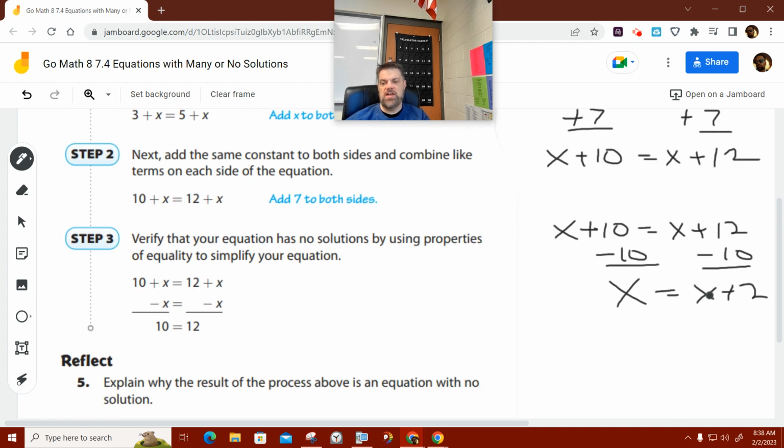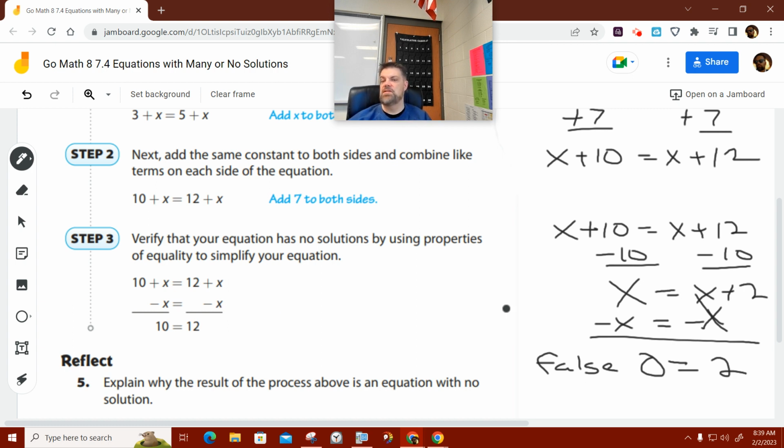Now what do I need to do? Well, I need to move this x over here. So I'm going to subtract x on this side. Whatever I do on one side, I have to do to the other. Over here, I get 0 plus 2 is 2. Over here, I get 0. That's false. When it's false, you have no solution. See how that worked?